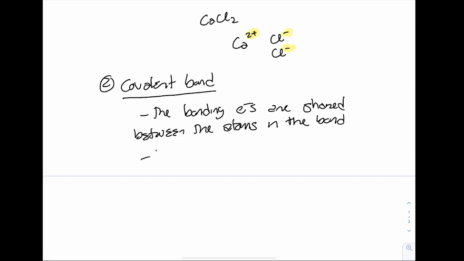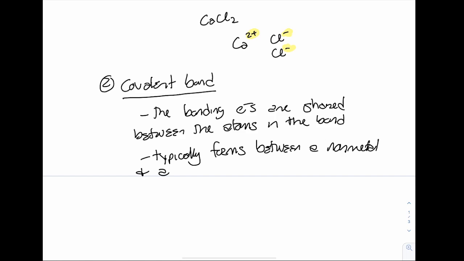And typically it forms between a nonmetal, so a non-metallic element, and another nonmetal. And again, it doesn't have to be, right? If I asked you the definition of a covalent bond, you wouldn't say it's between a nonmetal and another nonmetal. That's not my definition, right? It's where it typically forms. My definition: we're sharing electrons between the atoms in the bond. Typically, it does occur between a nonmetal and another nonmetal.